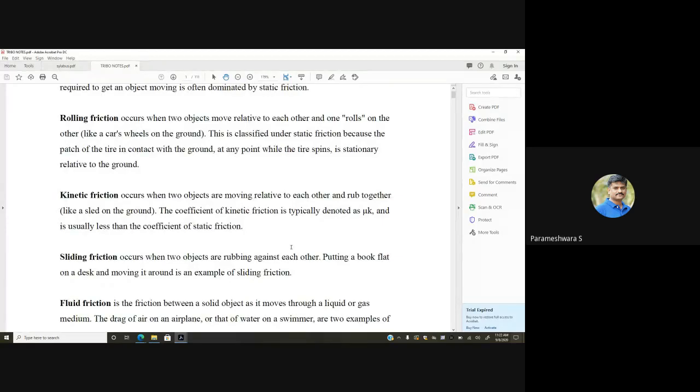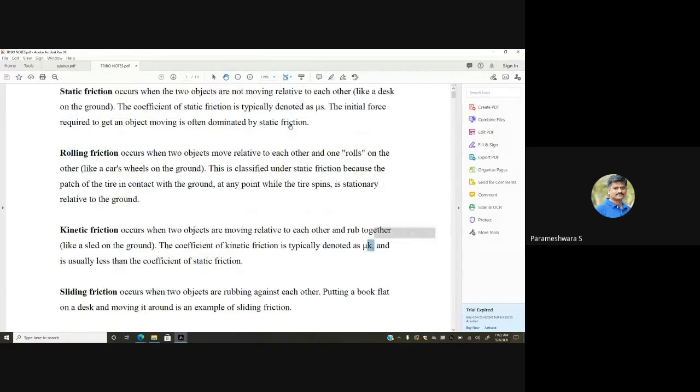Another one is the kinetic friction. It occurs when two objects are moving relative to each other. Whereas in the case of rolling friction, one object is rolling and the other one is stationary, in the kinetic friction case both the objects are moving relative to each other. The coefficient of kinetic friction is typically denoted by mu k. Mu k refers to kinetic, and mu s refers to static. Mu is the coefficient of friction, a Greek letter. S stands for static and K stands for kinetic.